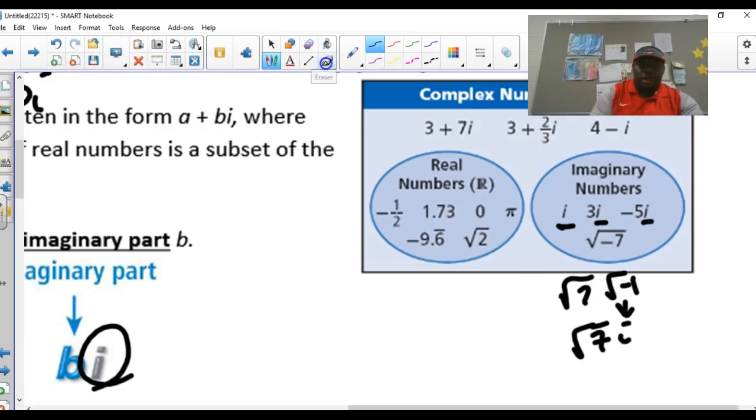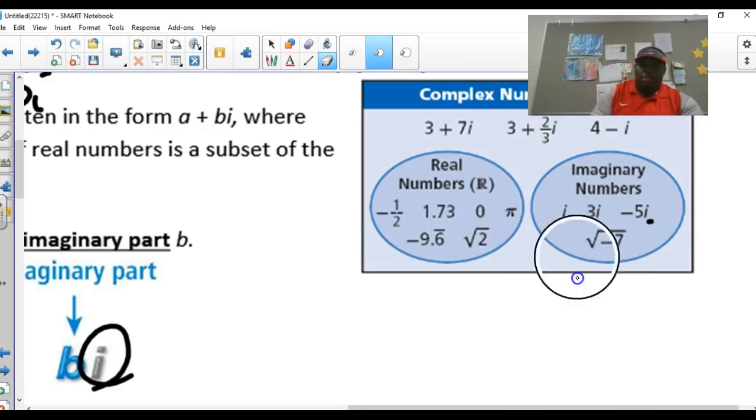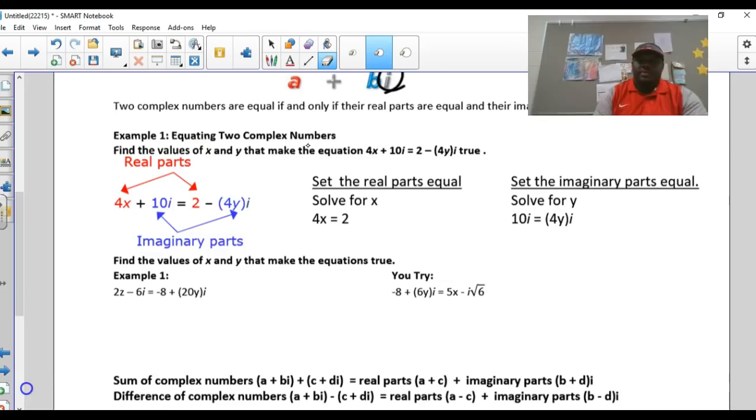Now let's go ahead and look at a couple of examples. This first example talks about equating two complex numbers. It says find the real values x and y to make this equation, 4x plus 10i equals 2 minus 4yi, true.